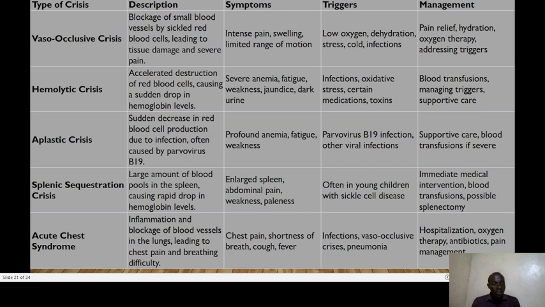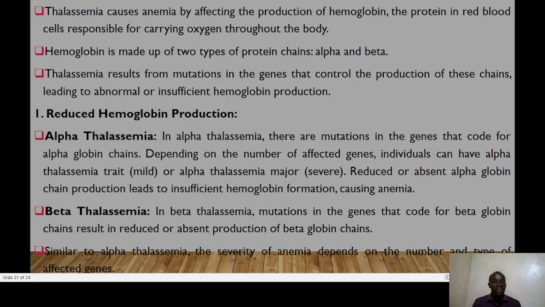Lastly, we have acute chest syndrome that is characterized by inflammation and blockage of blood vessels in the lungs, leading to chest pain and breathing difficulties. So the patient will present with chest pain, shortness of breath, cough, and fever. The triggers could be infections, vaso-occlusive crisis, or pneumonia. So, in terms of management, you can hospitalize them, put them on oxygen therapy, administer antibiotics, and pain management.